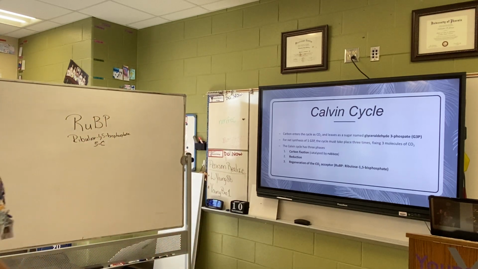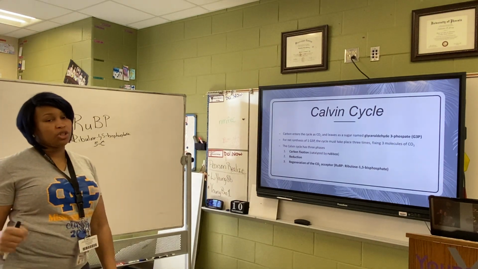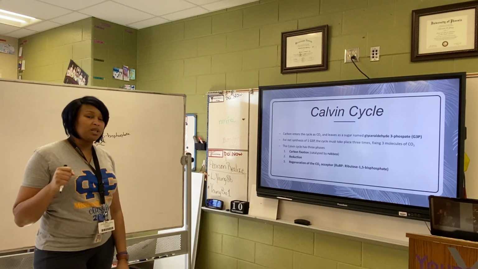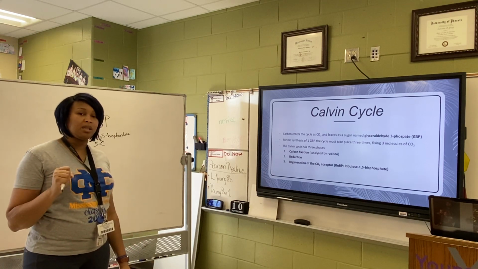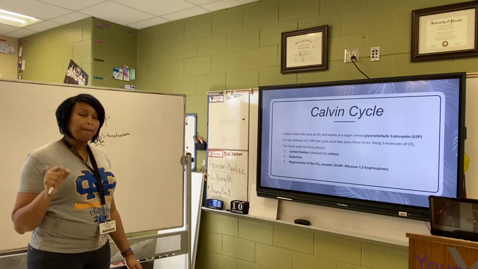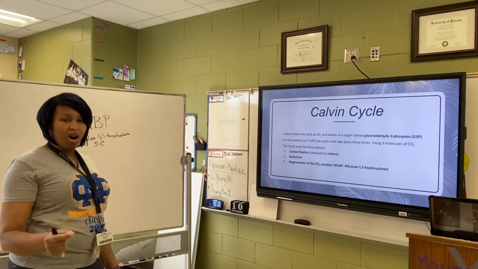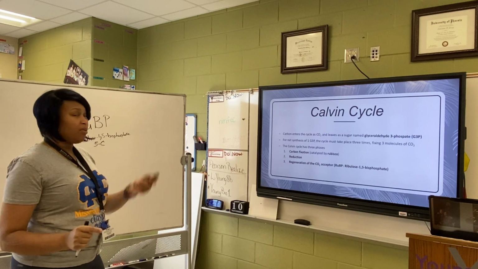There are 3 stages of the Kelvin cycle. The first one, of course, is carbon fixation. We've talked about that a couple of times. We talk about fixing carbon dioxide into sugar, all right? And there's a special enzyme found in C3 plants. Now, when we say C3 plants, we're talking about plants that produce a 3-carbon sugar in the Kelvin cycle.